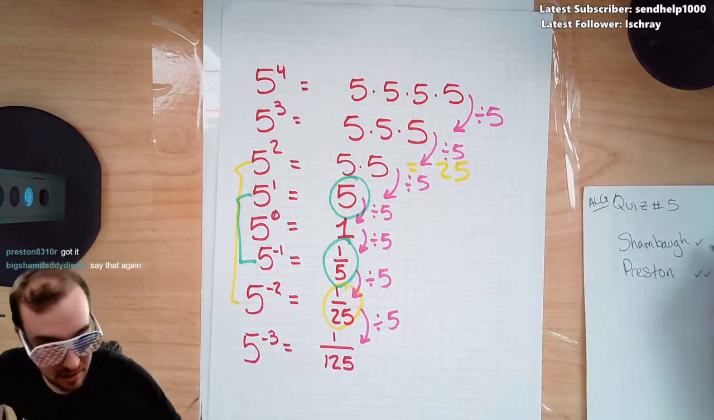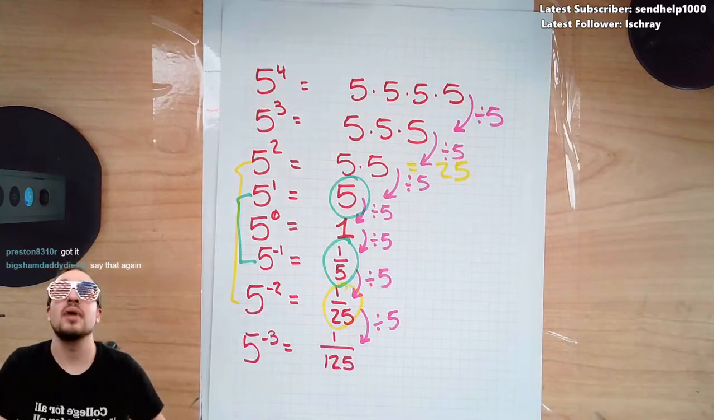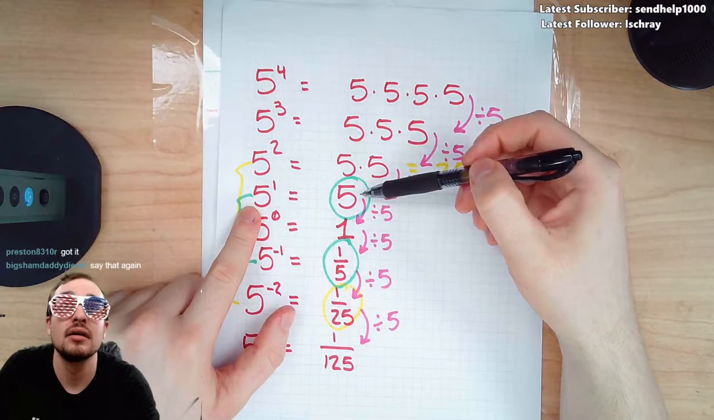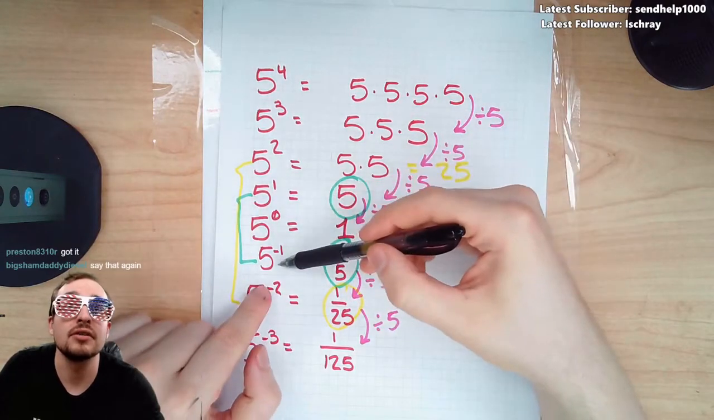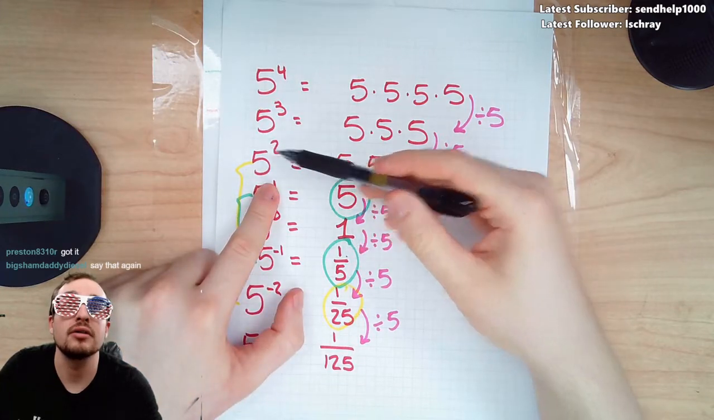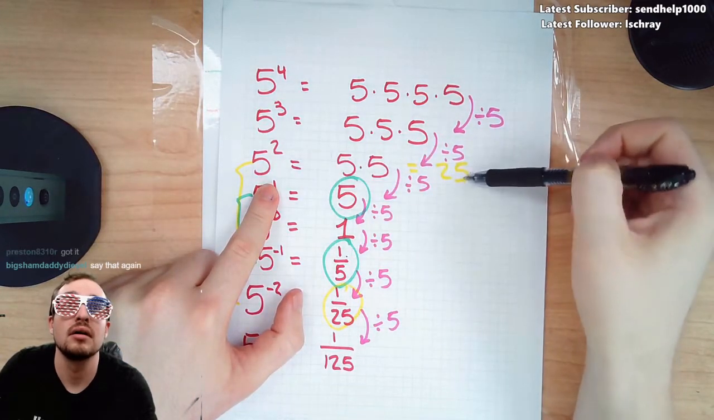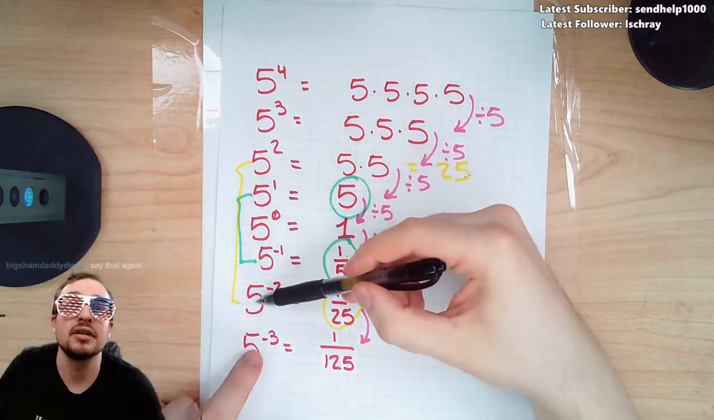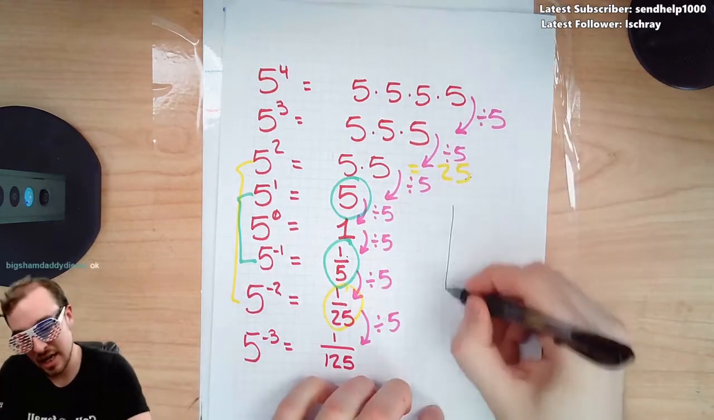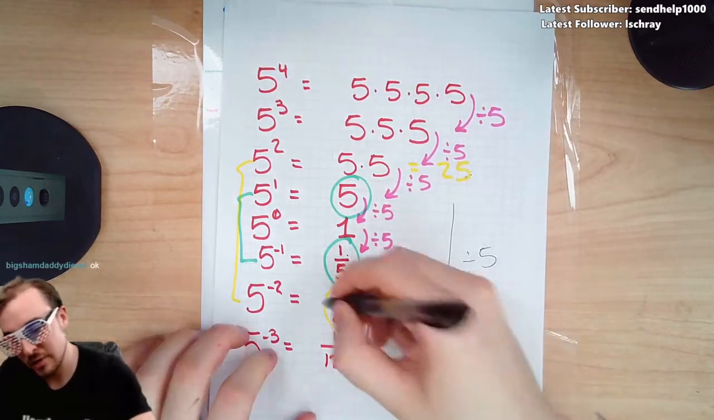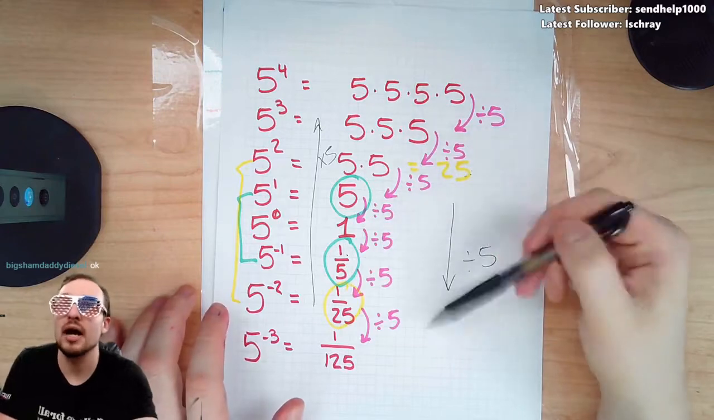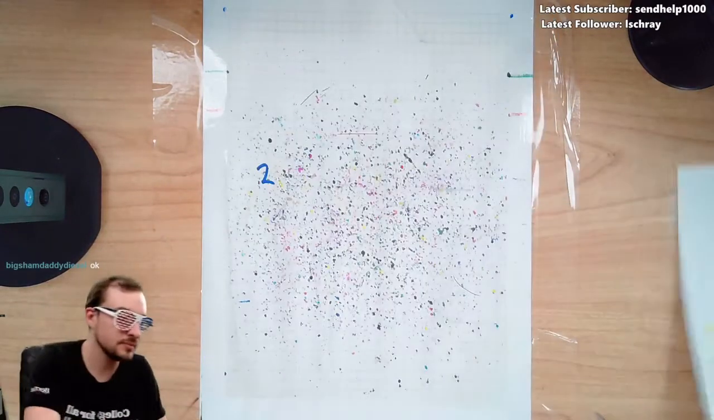Good. Say that again. Okay. So another pattern you might notice. 5 to the first is 5, right? 5 to the negative first is 1 over 5. 5 squared is 25. 5 to the negative second is 1 over 25. So it's just another pattern. But again, when we go down, we're dividing by 5. If we go up, we're timesing by 5, right? For the pattern. Okay, cool.